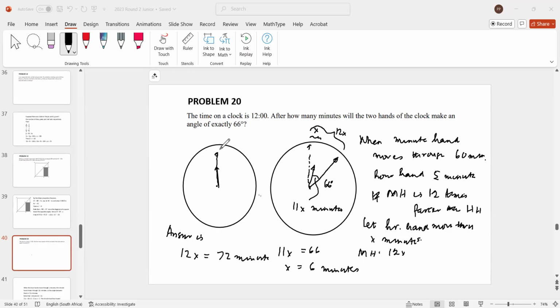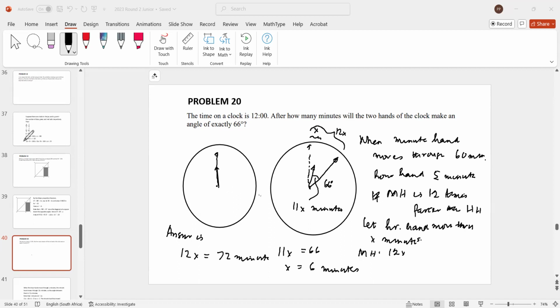So after 72 minutes, it goes right round and continues for another 12 minutes. All right, so it will actually be 12 minutes past 1. Yeah, it's 72 minutes past 12, which is the same as 12 minutes past 1. But the question is, after how many minutes? 72 minutes. And so one must be careful here.